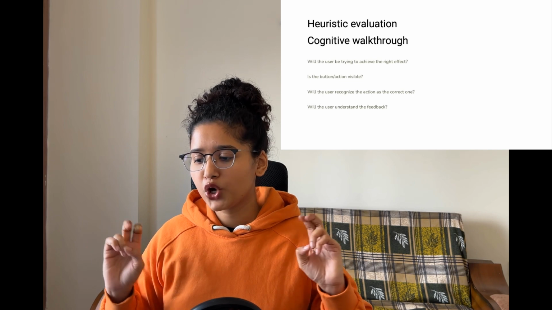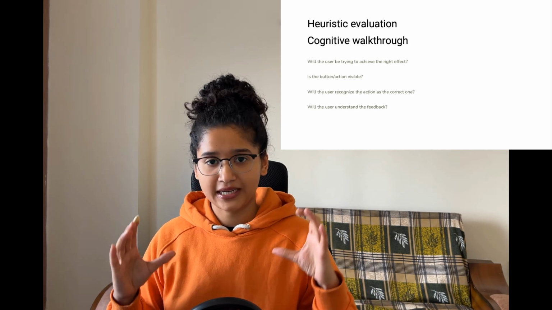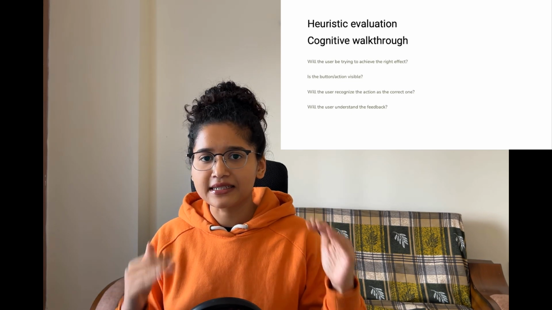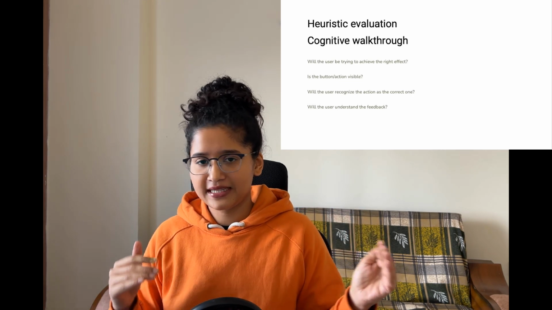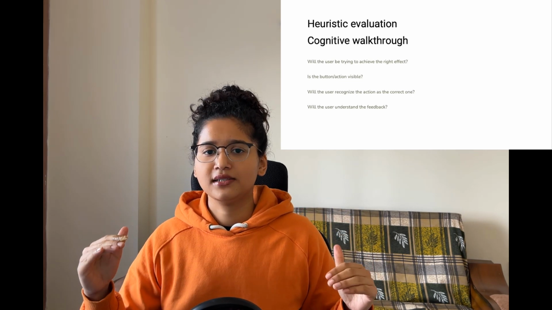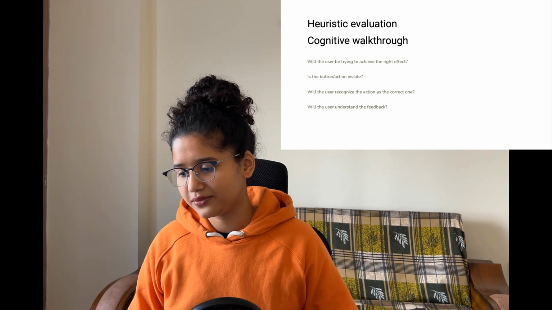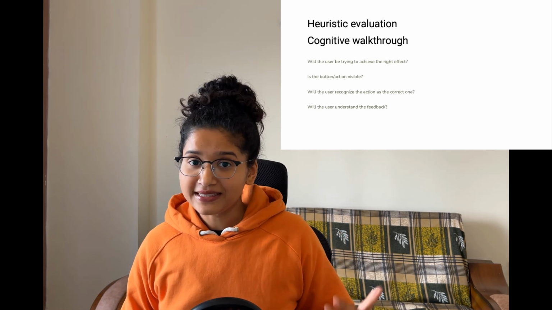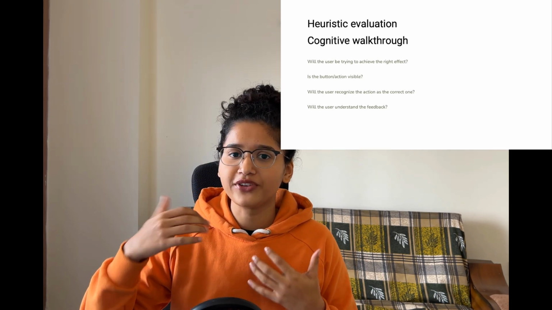Is the "Book now" or "Book an Uber" button or action distinctly, clearly visible? Will the user recognize the action as the correct one? So does the user experience high confidence or low confidence when trying to book the Uber? And once the Uber is booked, does the user understand the feedback from the system?